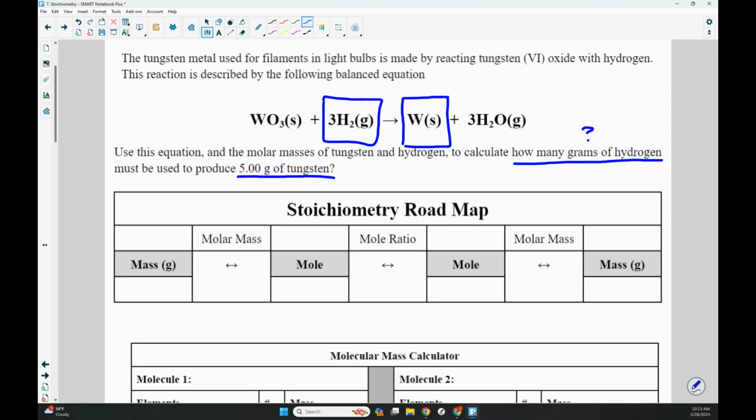As I said, we're going to simply go from the far left to the far right. So we've been given tungsten, so we're going to start with the mass of tungsten, and we're going to use its molar mass to convert that into moles of tungsten. And then we're going to change from moles of tungsten to moles of H2. We're going to use our mole ratio from the equation, which you see up here is 3 to 1. And lastly, we're going to convert from moles of H2 into mass of H2 using the molar mass of H2. So that is our roadmap. Use that as your guide as you proceed.